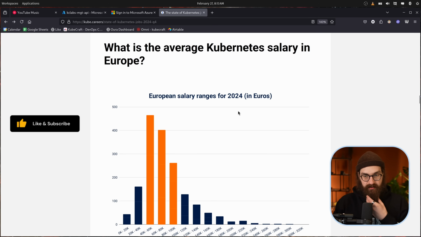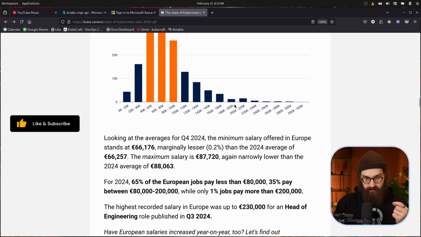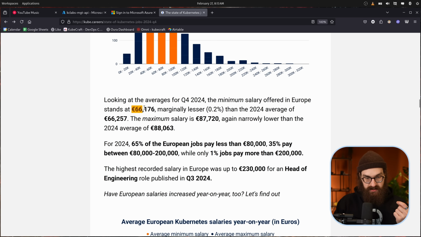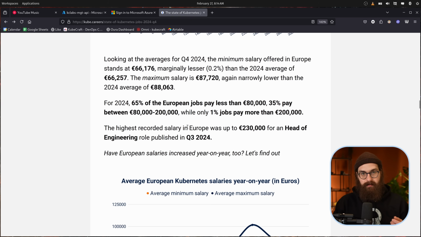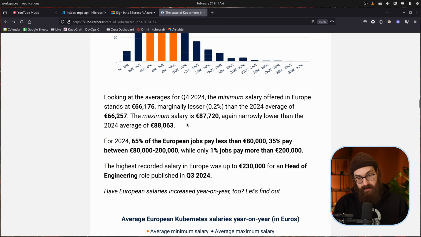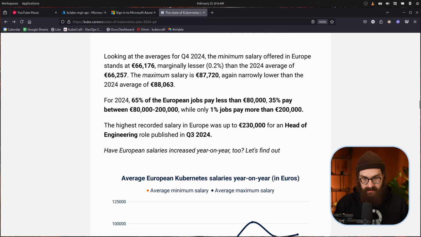Now let's check out the average salary in Europe. The range here is 66,000 euros, the minimum, to 87,000 euros. You have to keep in mind that Europeans are compensated very differently than Americans because in general we have social services like government services, healthcare, etc. So our salaries are lower, but our quality of life may be even higher, even though we get paid less.